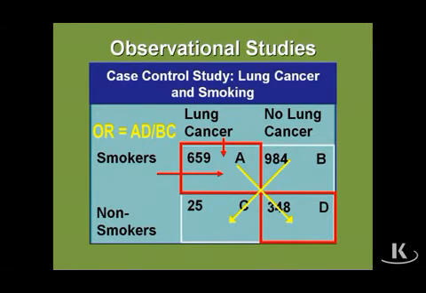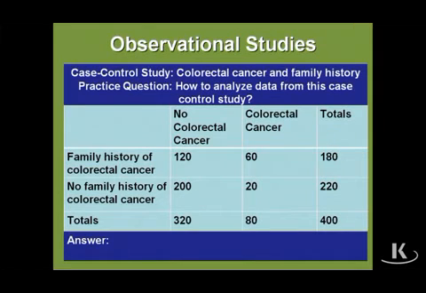Let's try an example together, shall we? Here we have a 2x2 table, which is giving the results of a case control study. Notice you know it is because the title tells you it's a case control study. You have family history of colorectal cancer, no family history of colorectal cancer, no colorectal cancer, colorectal cancer. Quick, which is the A cell?